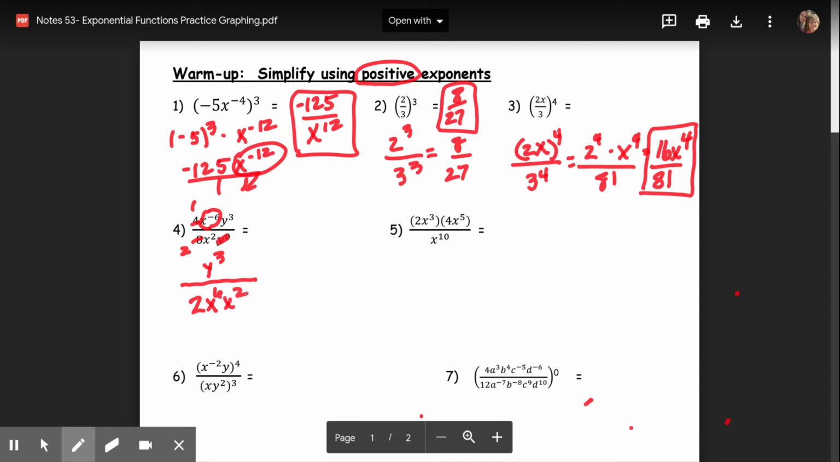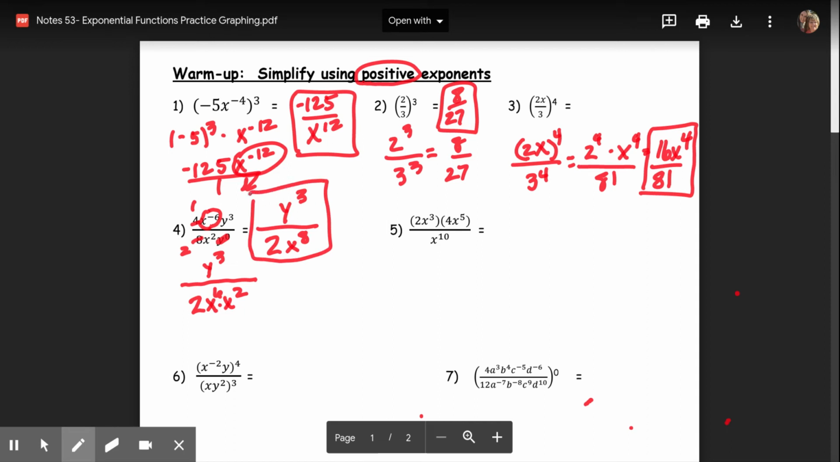All right, so let's see what we can do with this. Looks like the only thing we can do is combine our exponents with the x's. So our final answer is going to be y cubed all divided by 2x to the, when we multiply with the same base, we add the exponents. So 6 plus 2 gives us 8, so that would be our final answer there.